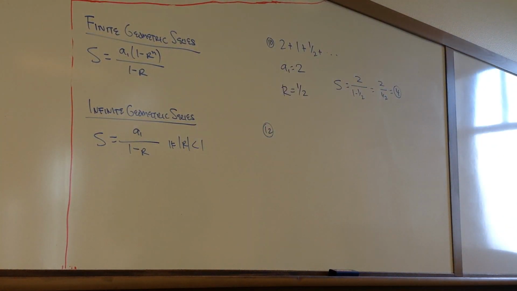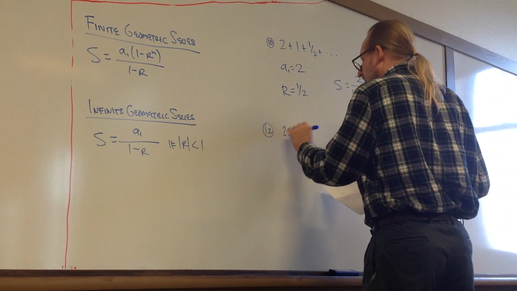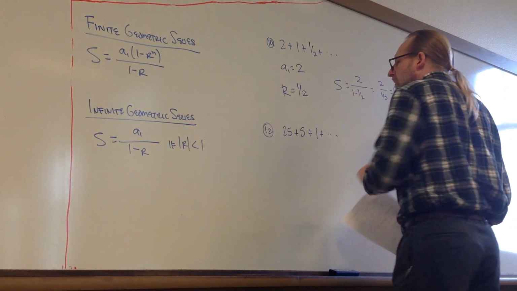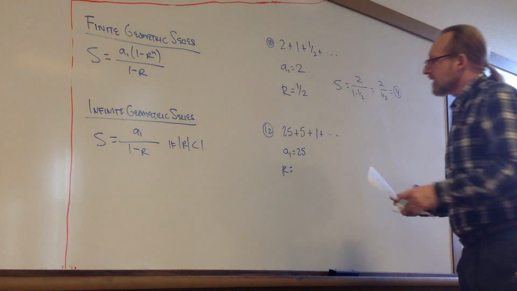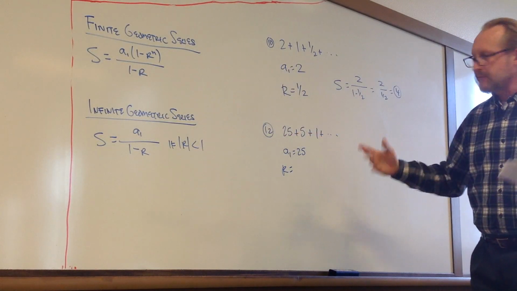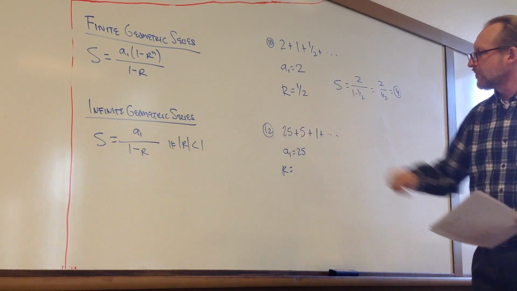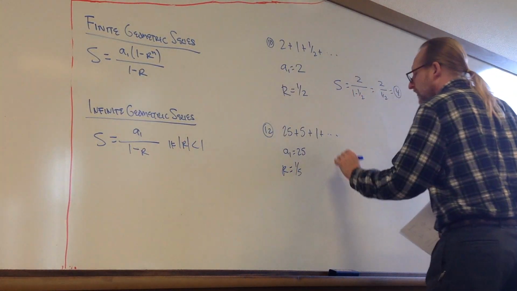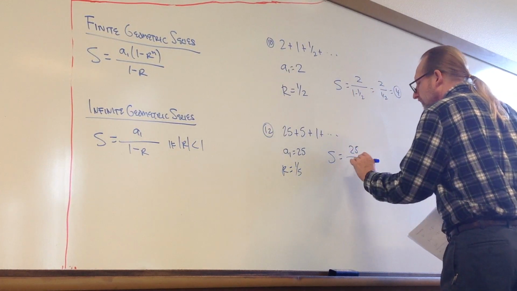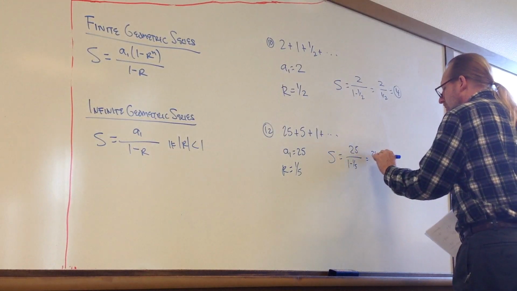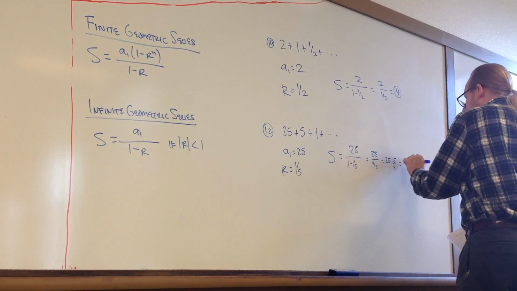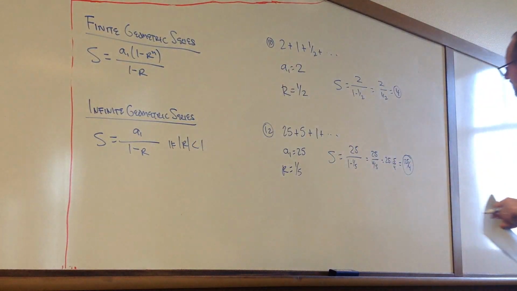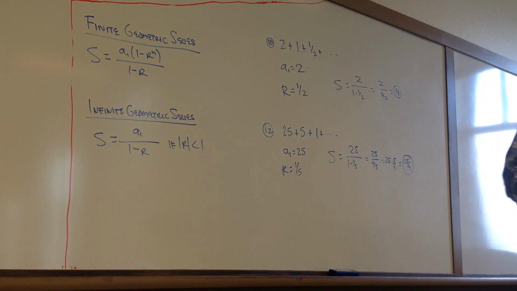All right, let's see here. Problem 12. We start with 25, then 5, then 1. So a1 is equal to 25. And the r here, again, the constant ratio is 5 over 25, which is 1/5. And you can see it again here, 1 over 5. So our r is 1/5. And then the sum should be 25 over 1 minus a fifth. And you can do this on the calculator if you'd like to, which is 125 divided by 4. So is that 31.25 or something?